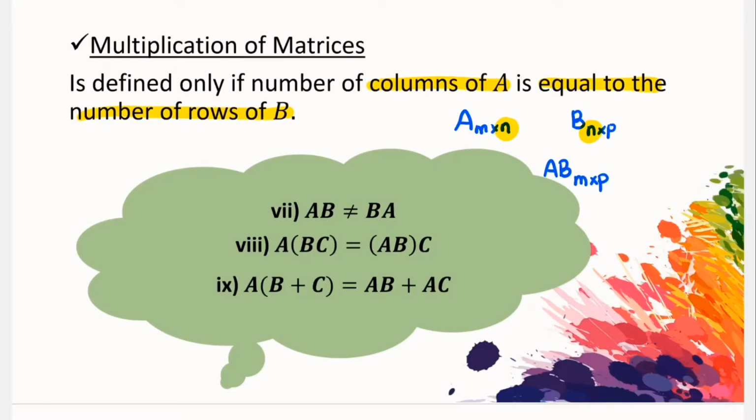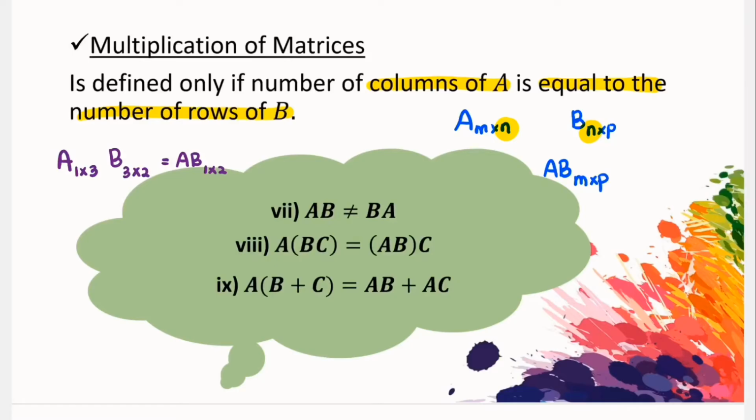On your lecture notes, there is an example where matrix A is 1 by 3. I will write it here. Matrix A is a 1 by 3 and matrix B is a 3 by 2. So the product AB will be 1 by 2. The order will be 1 by 2.